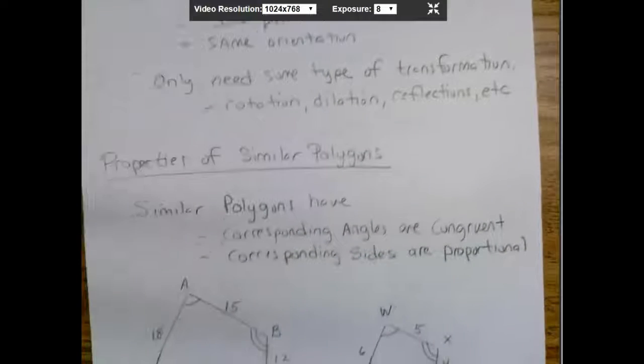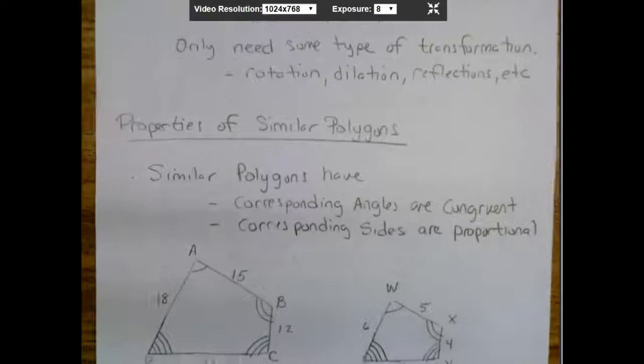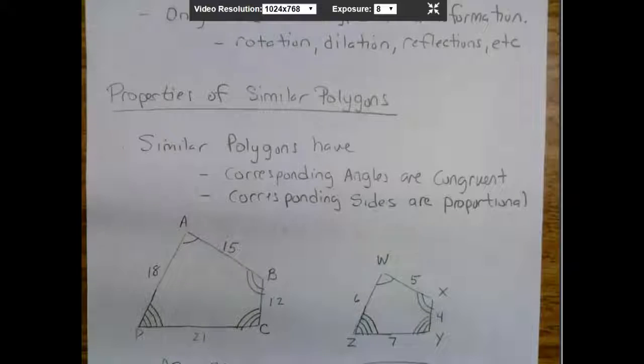So what are some properties of these similar polygons? Similar polygons have two main things. They have corresponding angles that are congruent. So if we look at ABCD and WXYZ, we see angle A and angle W are congruent, angle B and angle X are congruent, angle C and angle Y are congruent, and angle Z and angle D are congruent. So based on that, we're halfway there to saying these are similar polygons. Now you see they're not the same size. The second part is that corresponding sides are proportional.